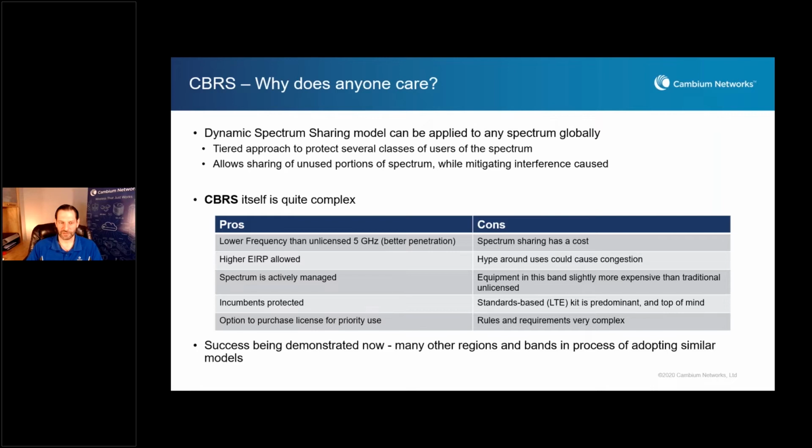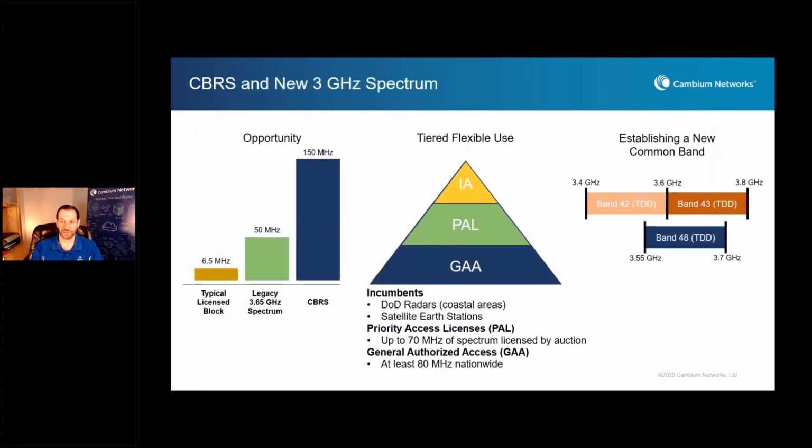It is a bit of a learning curve, but it is, in my mind and a lot of folks' minds, successful. We've seen it for about a year now, and it is successful. We have hundreds of thousands of devices operating in the band, and things are looking good.